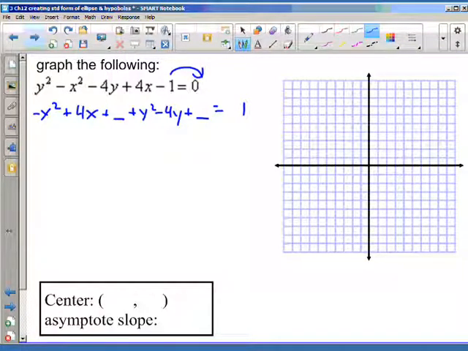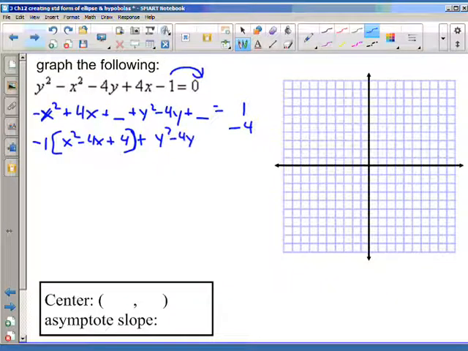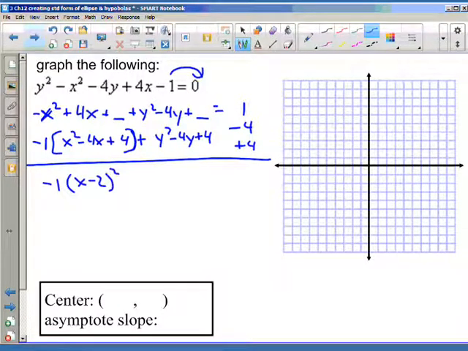And factor out an a. And in this case, the a, or the stretch factor for the x, is negative 1. I'll use square brackets. x squared minus 4x. Half of negative 4 is negative 2 squared is a plus 4. That means I'm actually subtracting 4 from the left side. This one has nothing to worry about. I have to add a 4. That allows me to write negative 1, perfect square is (x minus 2) squared, plus (y minus 2) squared equals 1.